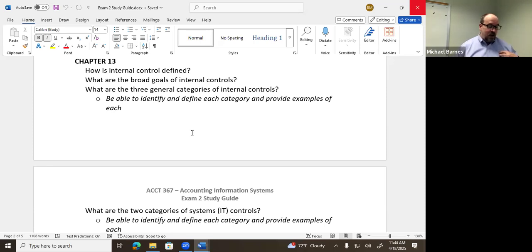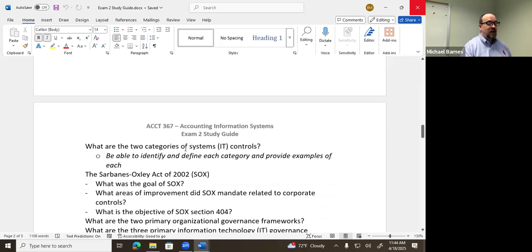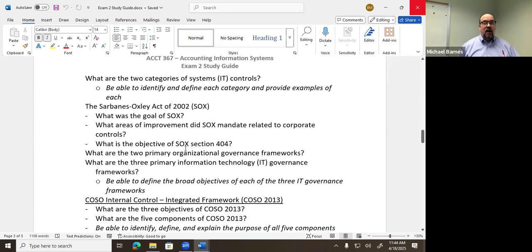2 categories of systems or IT controls. We have access and application controls. Remember, access controls can also be called general controls. Our definitions for those have not changed since we talked about them back in the first exam. Access controls control what the employee or the user has access to. And then application controls track what the system activities are, what's going on in the system. Basically provides an audit trail.